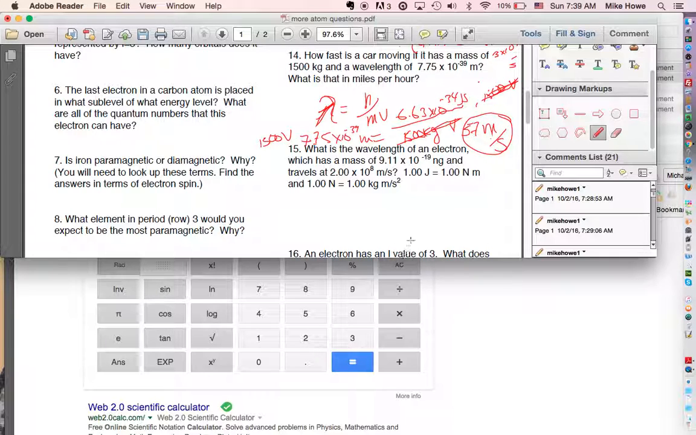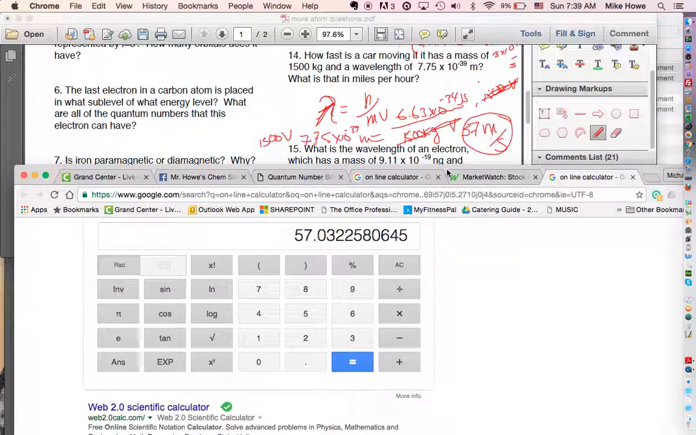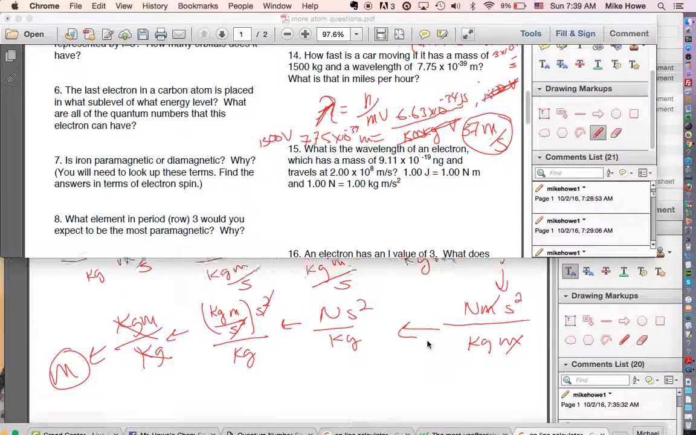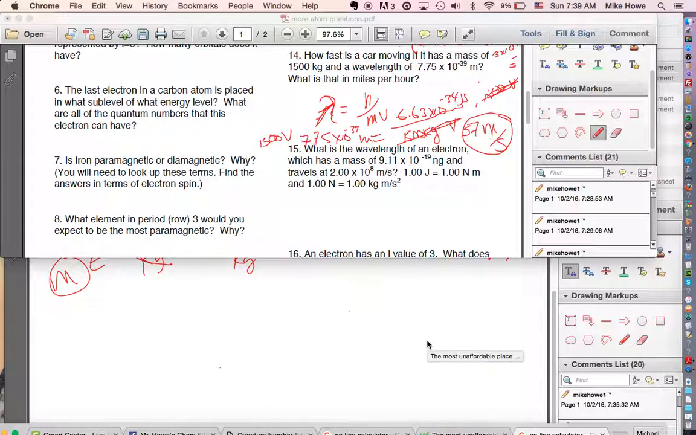Okay, now we want to know what this is in miles per hour. So I'm going to go ahead and do that on the other piece of paper. I got 57 meters per second. I'm going to change to miles per hour. Now, this is just a dimensional analysis problem. I was trying to remind you how to do that.